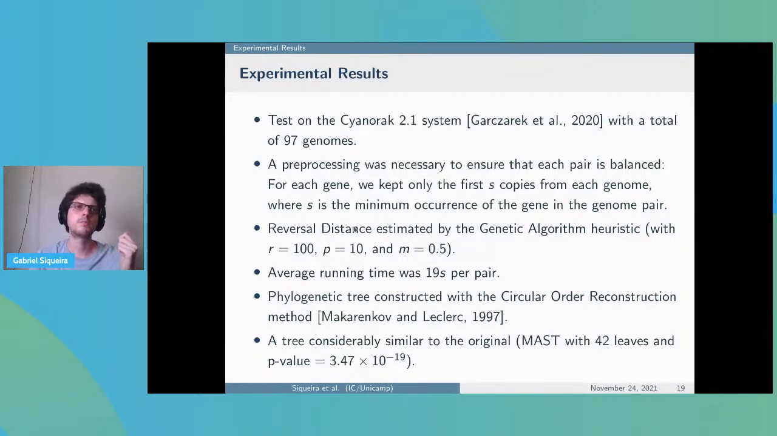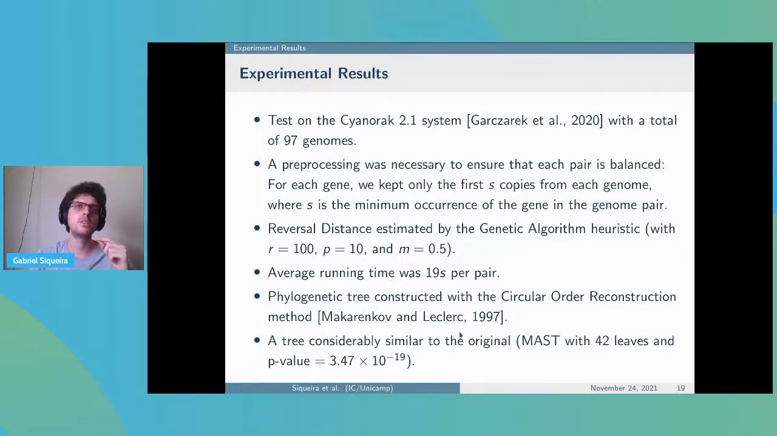We apply the heuristics to calculate the reversal distance between every pair and use those distances to produce a phylogenetic tree using the circular order reconstruction method. The time to calculate the distance for every pair was 90 seconds per pair on average, so a reasonable time for a real genomic data set.